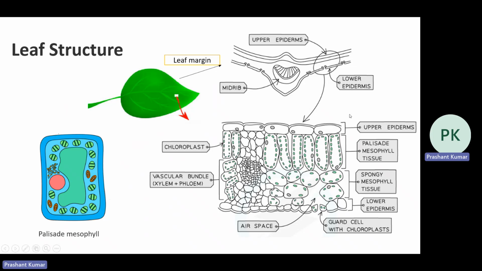So from the top to the bottom, the layers will be upper epidermis, next is palisade, next we have spongy mesophyll, then we have lower epidermis, and then the cuticle layer. The cuticle layer is present on both sides, upper and lower. The thickness will be different. The one line you can see on the top is the cuticle layer.